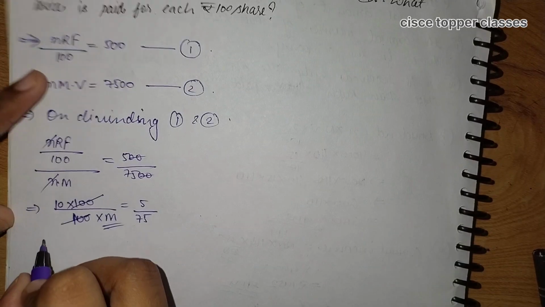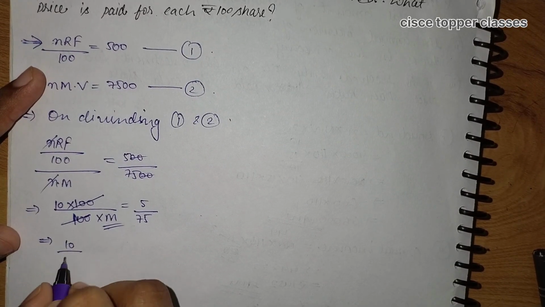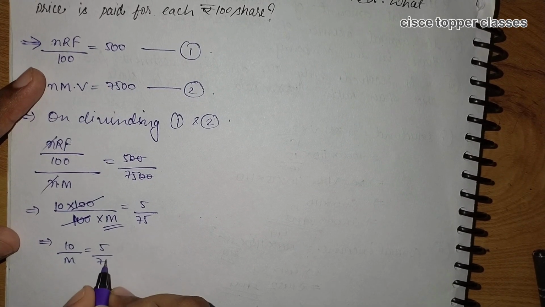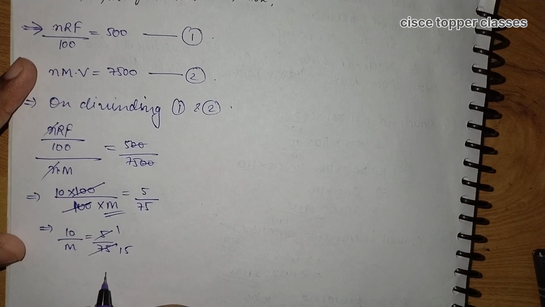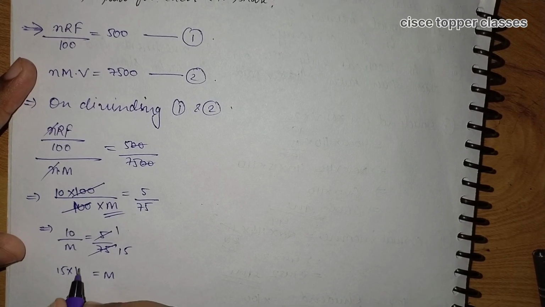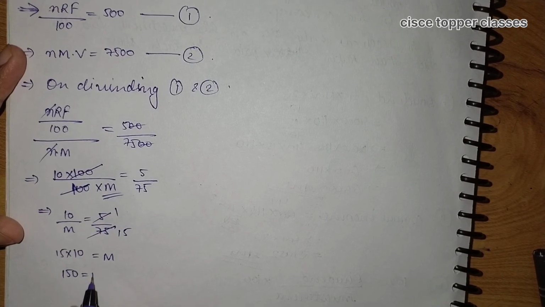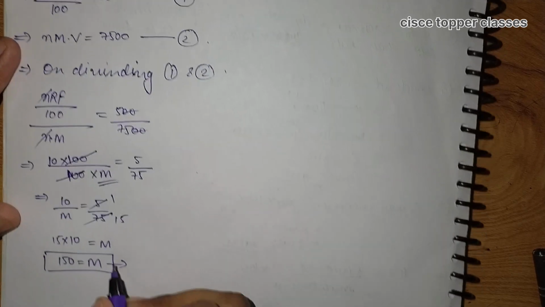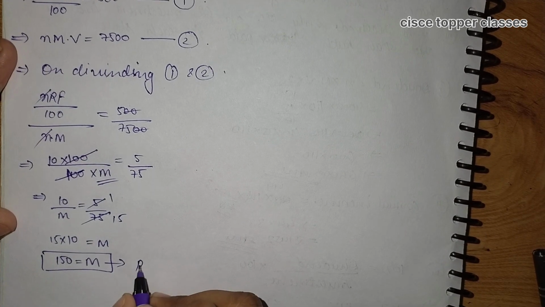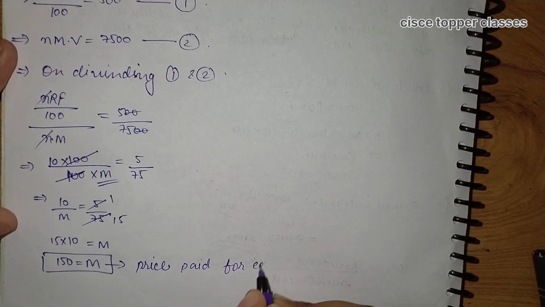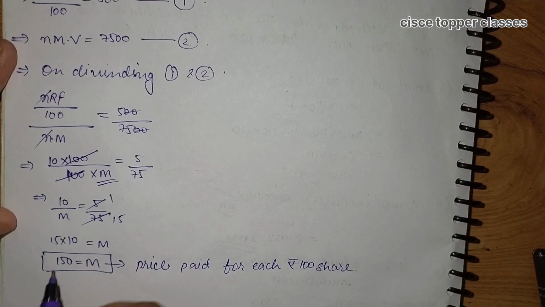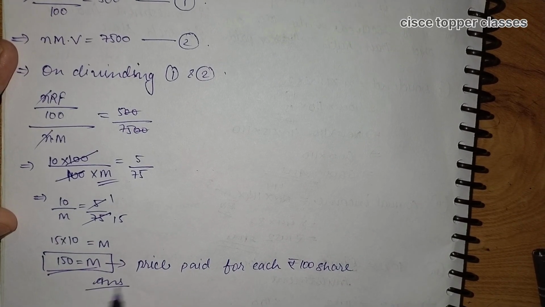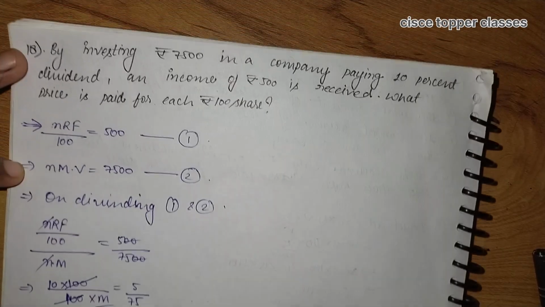This 100 will be cancelled out here and we will get 10 by M equal to 5 by 75. And on cancelling, here also 15 we will get, and the market value will be 15 into 10. So 150 is the market value. It is asked the price paid for each rupees 100 share, which is the market value here. So this is the final answer in this question and this is the final solution of question number 18 here.